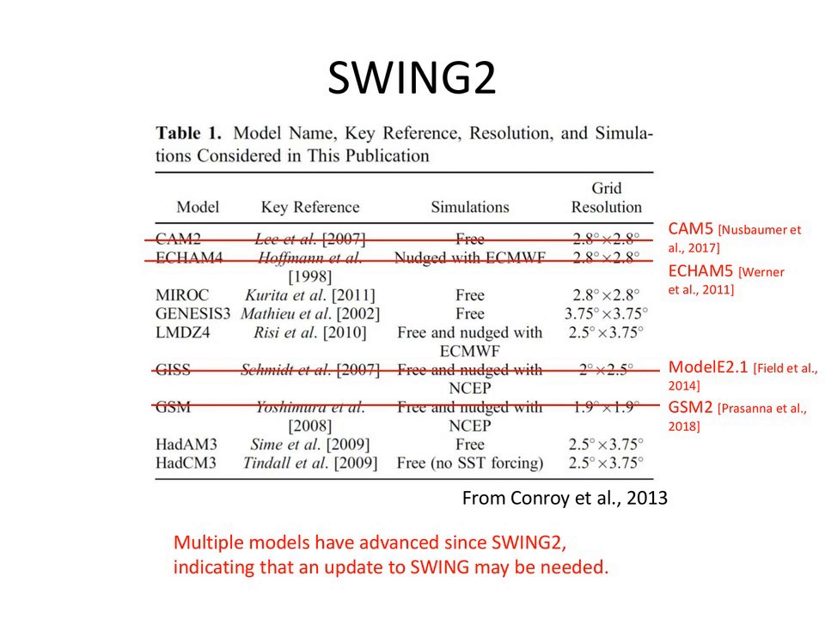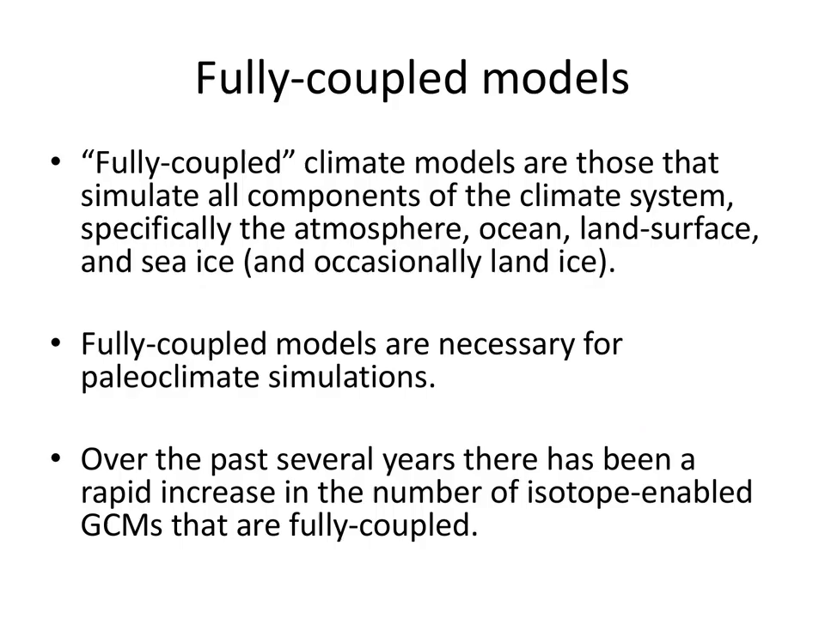Another key advancement since SWING 2 has been an increase in fully coupled models. For folks who don't hang around climate models all day, by fully coupled I mean that instead of being just an atmosphere or just an ocean with boundary conditions, it's the atmosphere and the ocean. Usually nowadays, it also includes the land surface and sea ice. Land ice is entering, but at this stage I wouldn't include it. Fully coupled models are important, particularly for paleoclimate simulations. We don't have observations of sea surface temperature in the Pliocene, so we have to generate that. Proxy data is one way, but we also need fully coupled models to get an estimate of that.